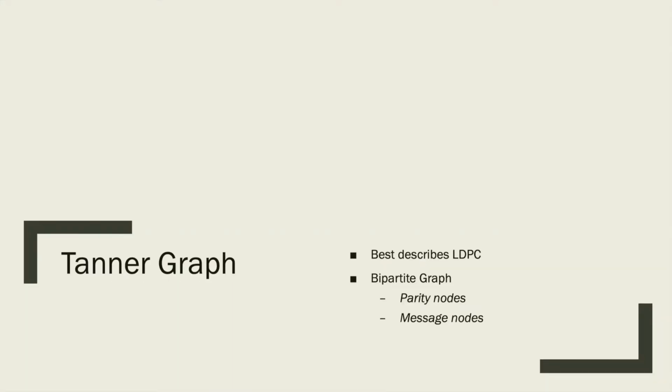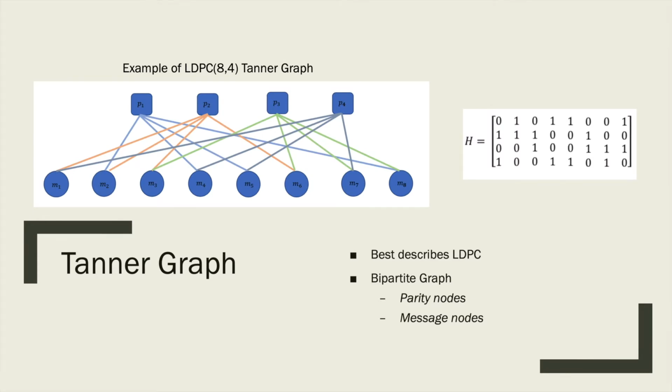A Tanner graph is a bipartite graph which helps to express LDPC's properties. The nodes are separated into two classes, and edges are used to connect two nodes that are not in the same class. Usually, for LDPC, the two classes are parity nodes and message nodes. The number of edges is equal to the number of ones in the parity check matrix. Here is an example of an LDPC 8-4 Tanner graph. Where there is a non-zero entry in the parity check matrix, the corresponding parity node and message node will be connected.